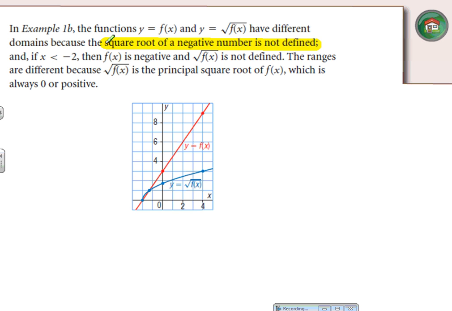The ranges are different because we're just dealing with the principal square root. If you think about before when I said if you take the square root of a number, use plus and minus. We don't worry about that here because we're given the square root already in there. And we're using the principal square root, which doesn't have a plus and minus in front. It's just the positive square root of f of x.